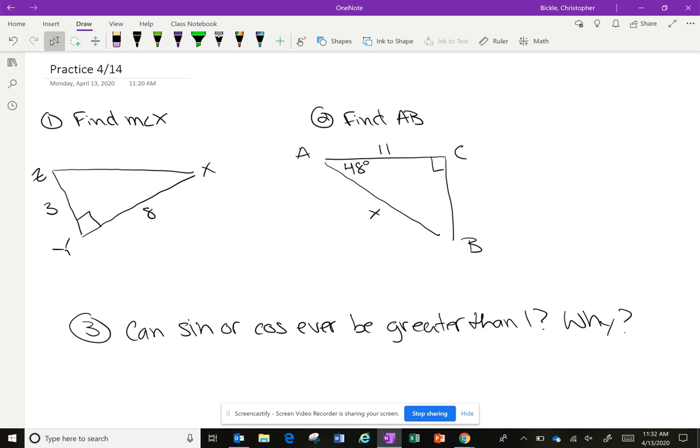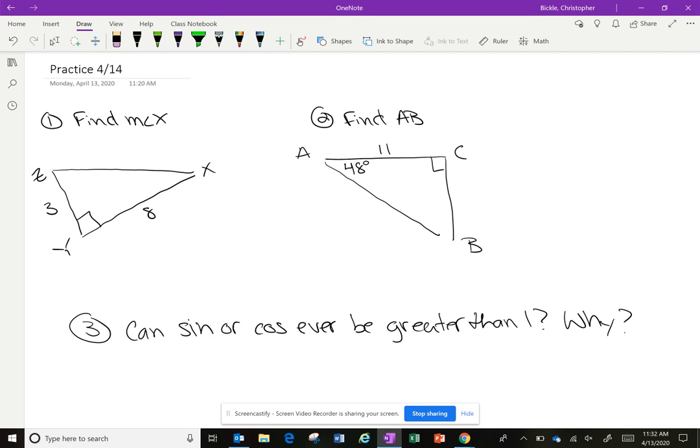I wanted to do a couple of practice problems with you guys and see how you're doing. We're going to go through the same stuff we did yesterday. So, if you guys can go ahead and write these three down, first thing we're going to do here, we're going to find the measure of angle x. Gave you guys a triangle XYZ with two side lengths there, 3 and 8. The second one, we're going to find the measure of that side AB. I gave you one side length and an angle.